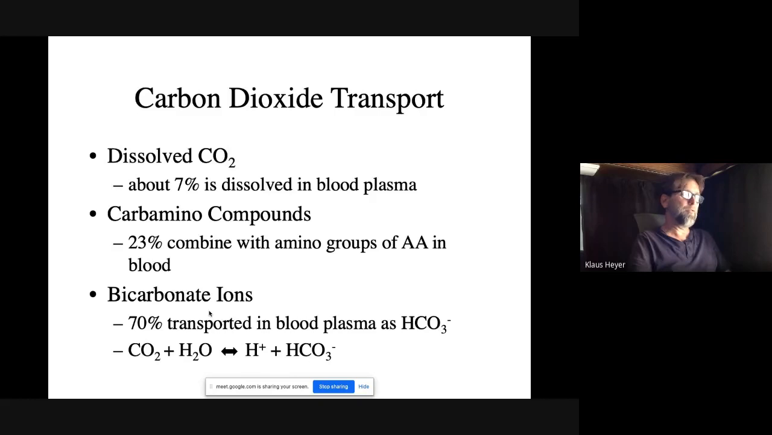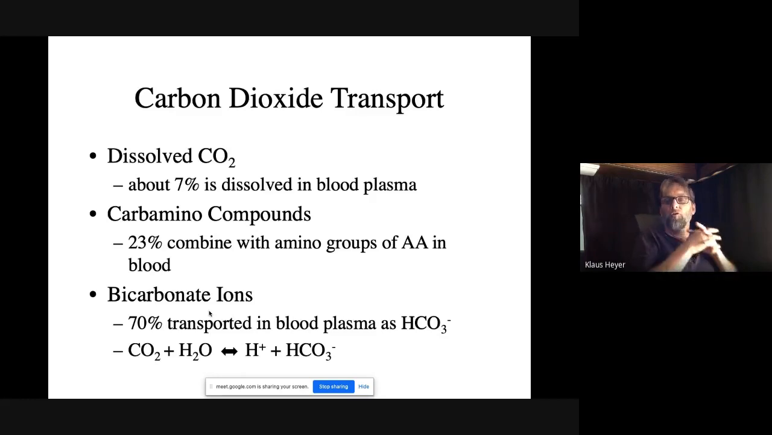So if you remember from biology, an amino acid has an amino group and a carboxyl group. Anyway, it's not majorly important, but they form these things called carbamino compounds, right? So the carbon dioxide is attaching to the amino group of an amino acid, and it's getting transported that way. So it's attaching to different proteins in your blood, like hemoglobin, right? But the main way is this bottom one, the bicarbonate ions.